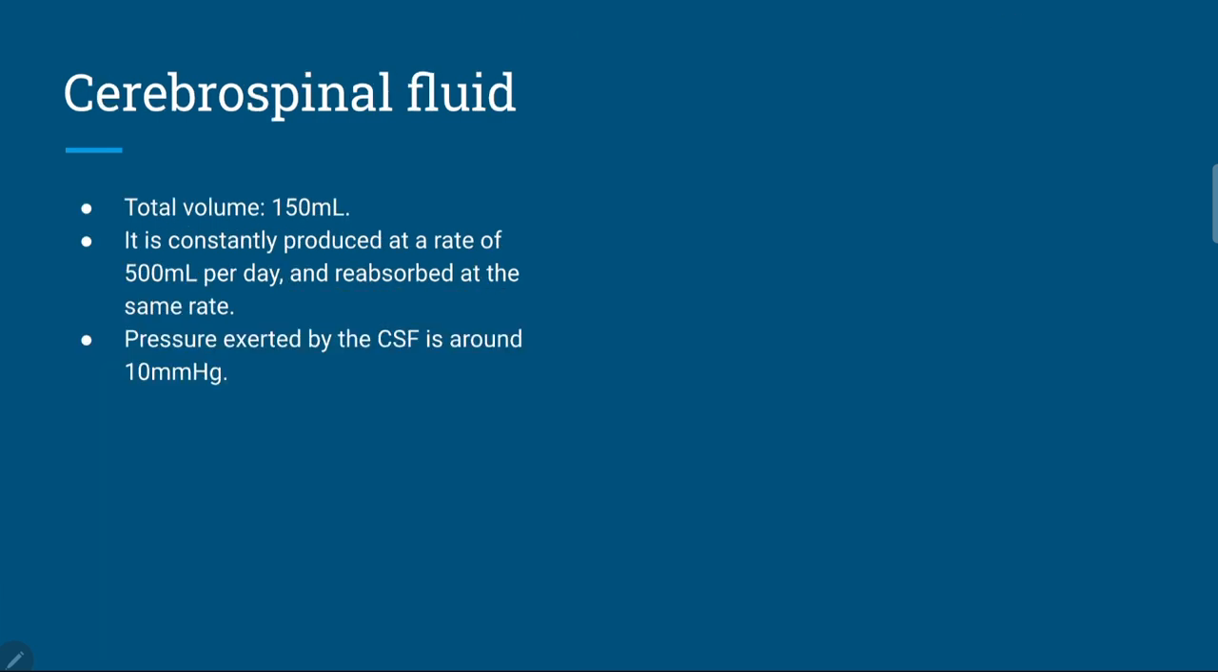What are the different features? First of all, the volume. The volume is 150 milliliters, and it is constantly produced, and the constant production rate is 500 ml per day. 500 ml per day is the production rate of cerebrospinal fluid, and it is reabsorbed at the same rate.